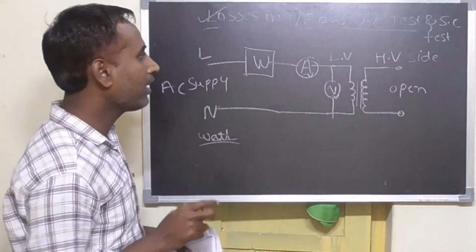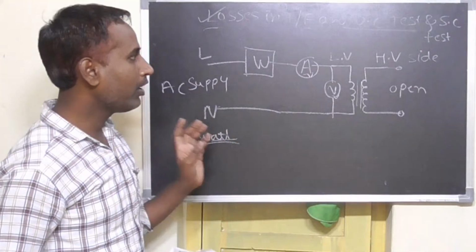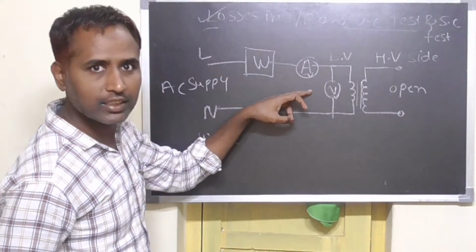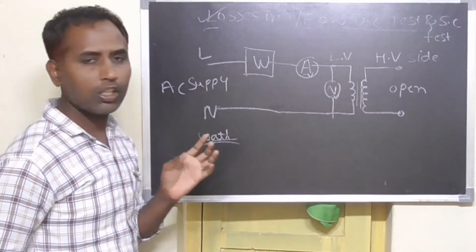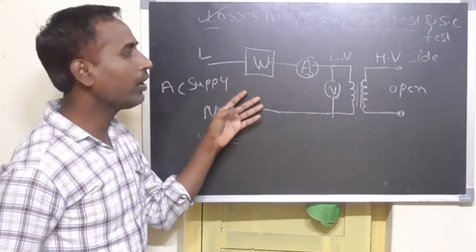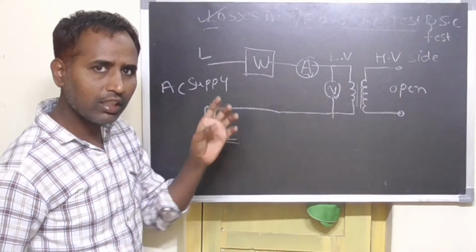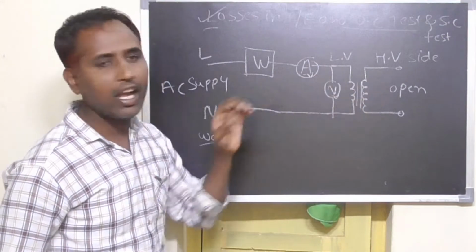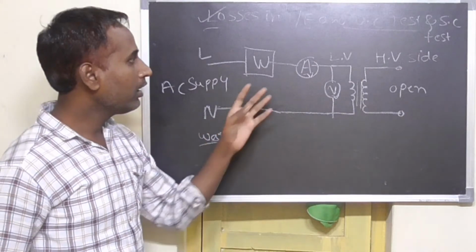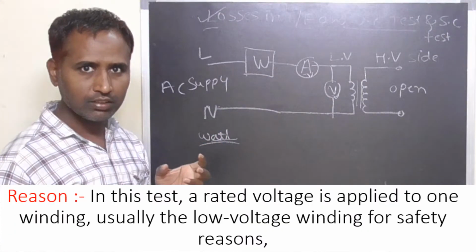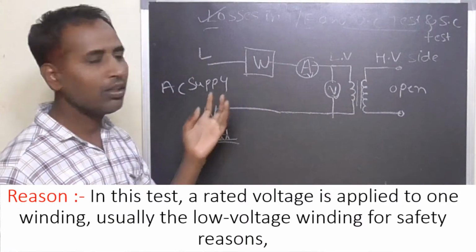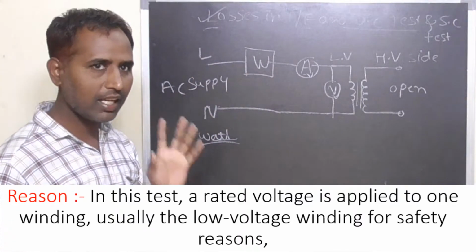So friends, this circuit diagram is a very, very important diagram. The important point is we are performing the open circuit test on the low voltage side. So the question will come: why are we performing the open circuit test on the low voltage side? Why not on the high voltage side? This type of question also comes. The reason is safety. For safety purposes, we are performing the open circuit test on the low voltage side. Okay, this is the answer.